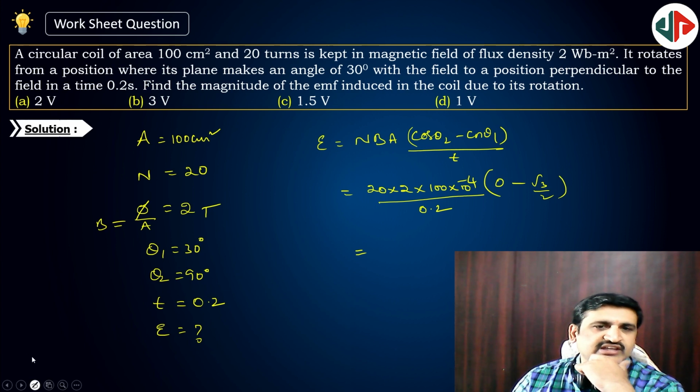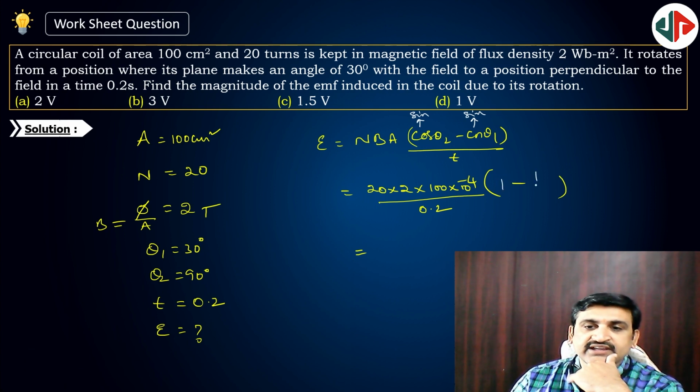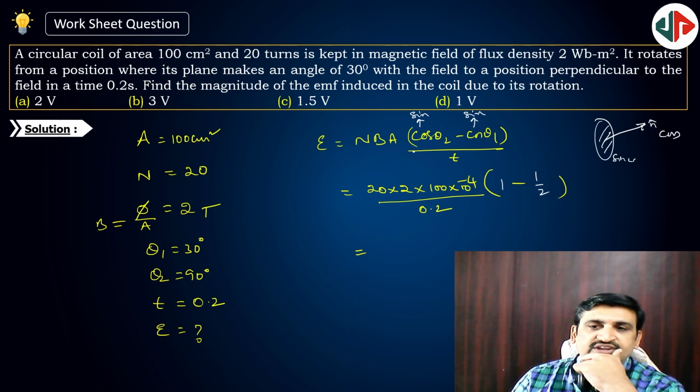What actually did he say? The plane makes an angle. So instead of cos, you have to take sine, because the angle he has given is with the plane. So this will become 1 minus 1 by 2, and 1 minus 1 by 2 is 1 by 2. If you are taking the angle with the plane, then you take sine. If you are taking the angle with the normal, then you take cos. He didn't give it with the normal, that's why.